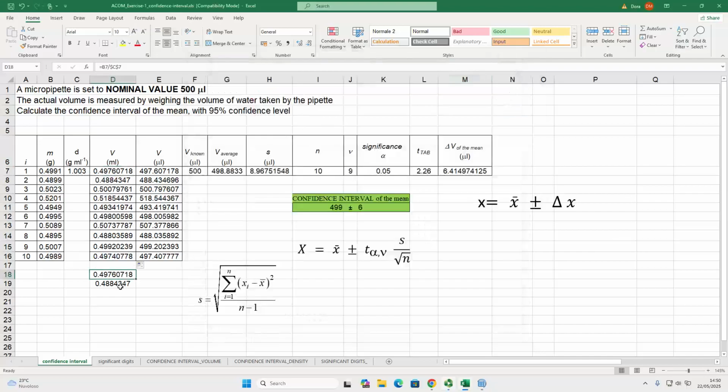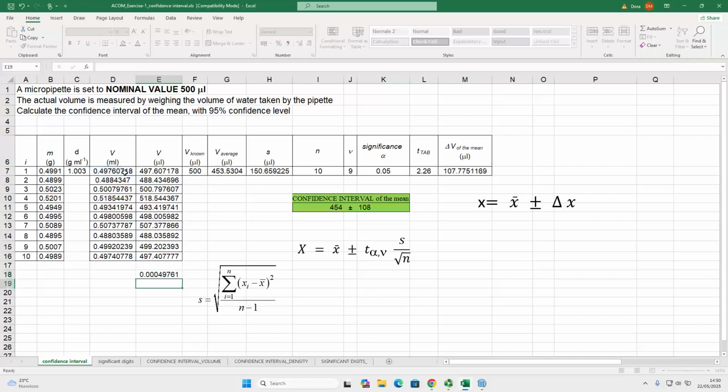Okay, now I delete these numbers, they are not useful. So I obtained 10 values in milliliters, but I want microliters. So what did I do? I typed a formula telling take the number in D7 and divide by 1000. So what I did here: equal, click on D7, divided by 1000, enter.